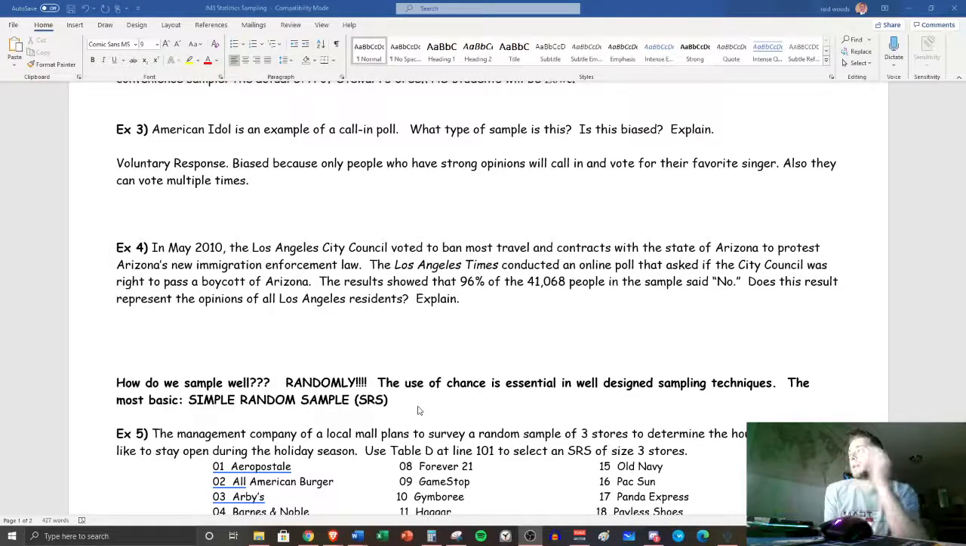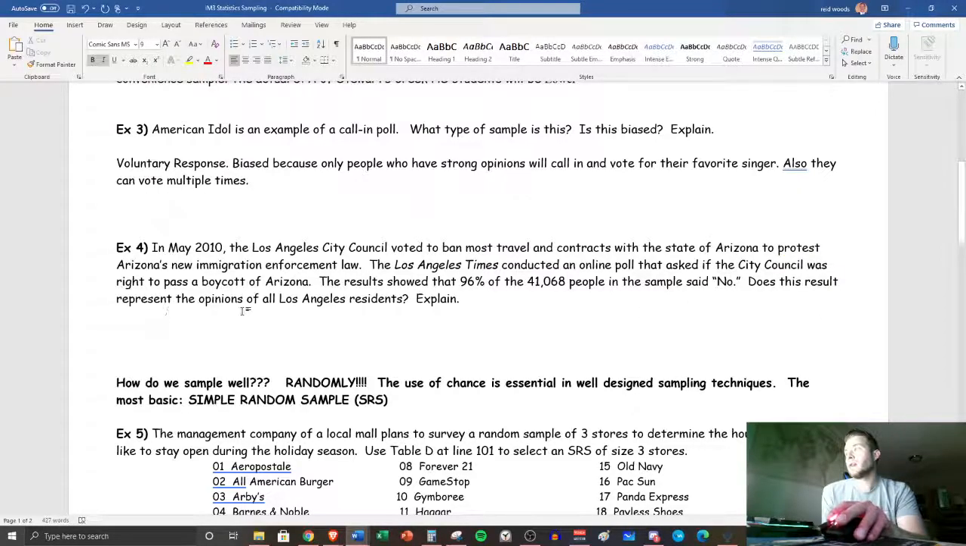In May 2010, the LA City Council voted to ban most travel and contracts with the state of Arizona to protest Arizona's new immigration enforcement law. The Los Angeles Times conducted an online poll that asked if the city council was right to pass a boycott of Arizona. The results showed that 96% of the 41,068 people in the sample said no.